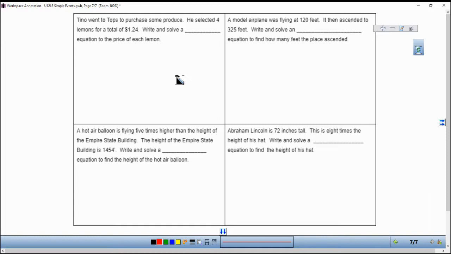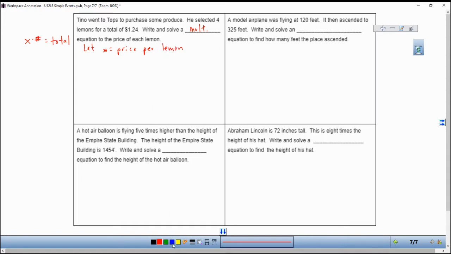All right, so this is going to be a multiplication equation because we want to find the cost of each lemon. 4 times the cost of each lemon equals $1.24. A multiplication equation is a variable times a number equals the total. And that's how we're going to do this. So we're going to let x equal the price of each lemon, or price per lemon.